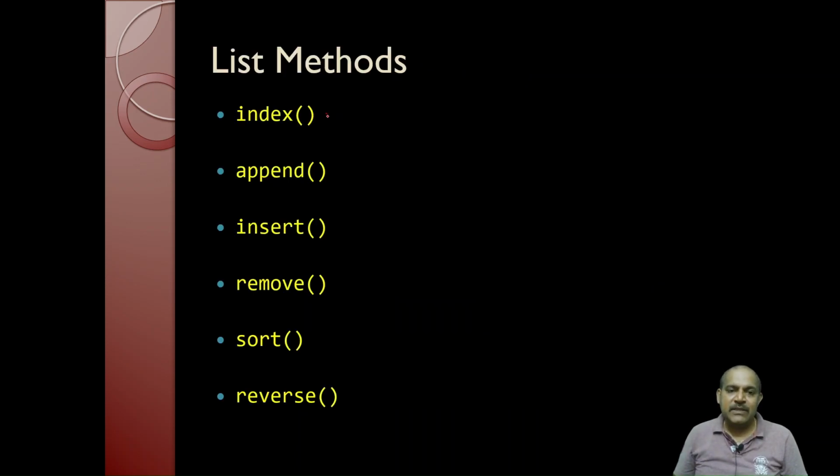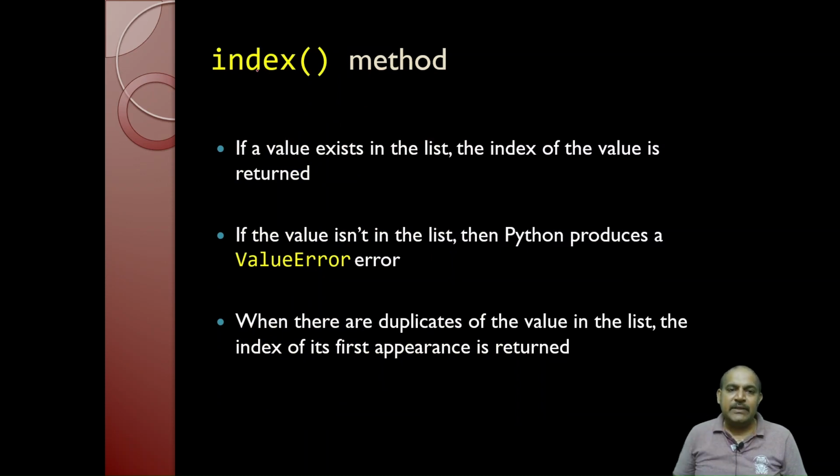A few list methods that I am going to discuss in this session are index, append, insert, remove, sort and reverse. Let us take them one by one. If I consider the index method, if the value is already present in the list and I give that value, it will return the index of that value that you are passing.